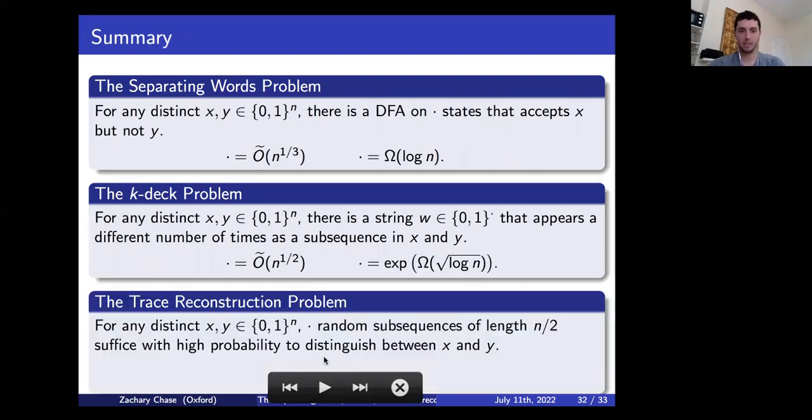And for the trace reconstruction problem, for any distinct x and y of length n, a certain number of random subsequences of length n over 2 suffice with high probability to distinguish between x and y. The upper bound is e to the 5th root of n, and the lower bound is n to the 3/2. So that's also a big gap.